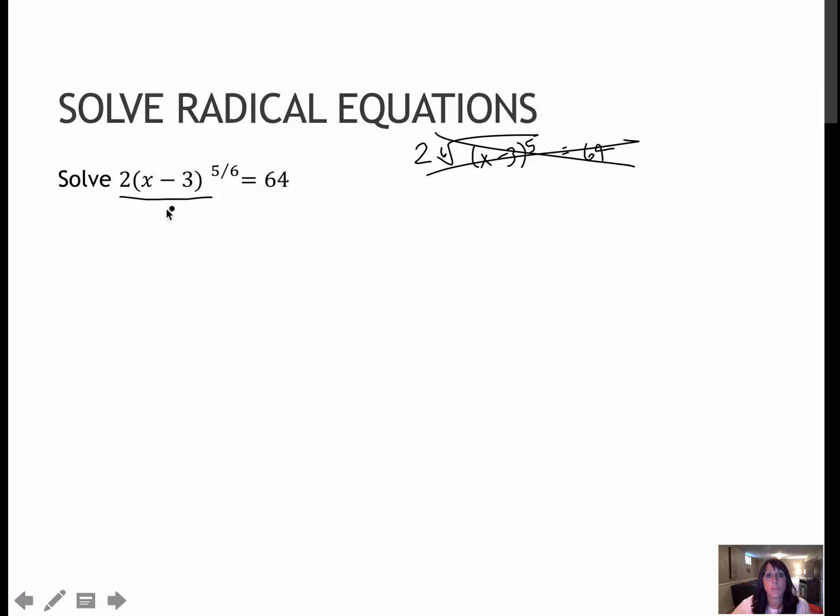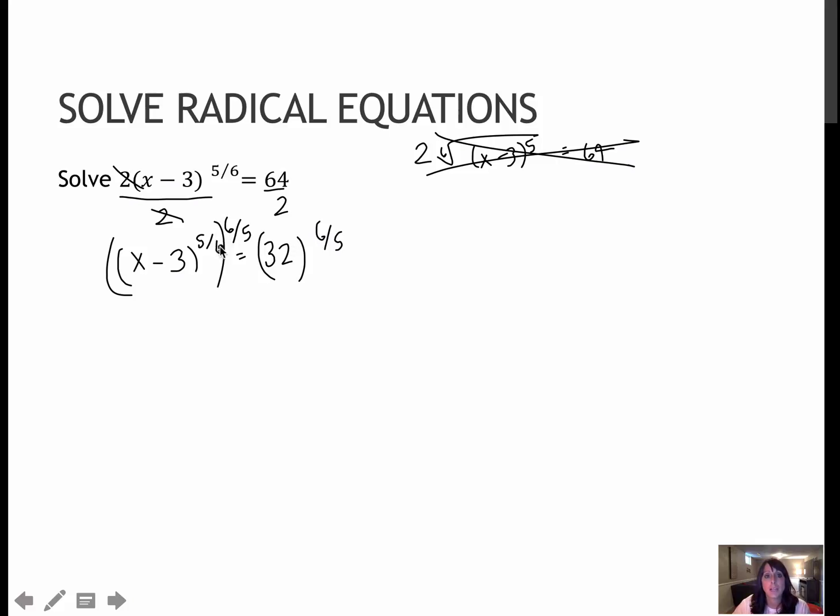But before I do anything to the rational exponent, I will get rid of this 2 that's out front, leaving me with x minus 3 to the 5/6 equals 64 divided by 2, which is 32. Now, when I am trying to get x minus 3 by itself, I'm going to take all of that to the 6/5. If I do it to one side, I do it to the other.